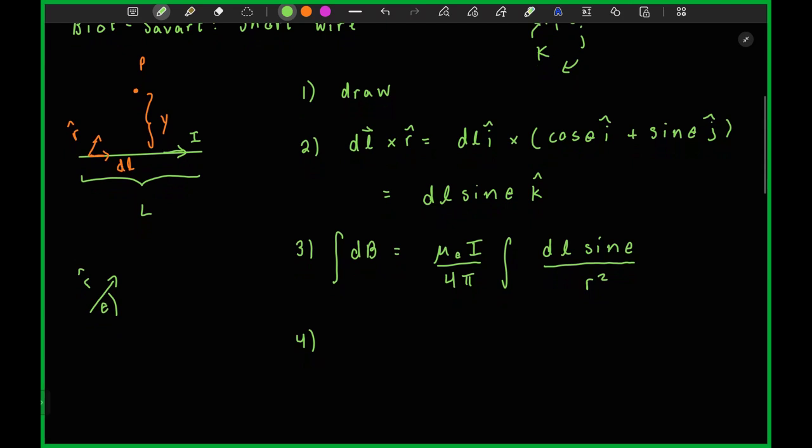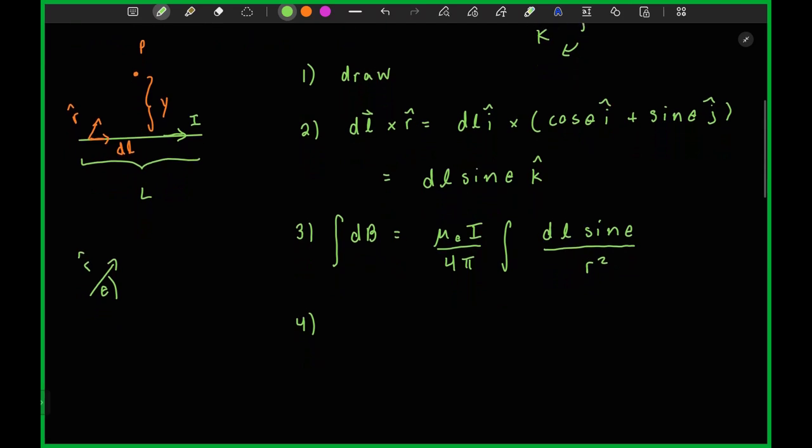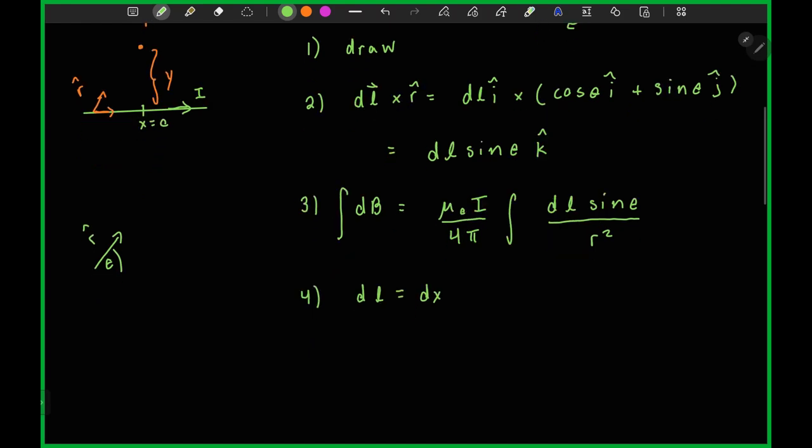Looking at our diagram, we can see that dL, our arc length, is purely aligned with the x-axis, so we'll simply say that dL equals dx. And then to take advantage of the symmetry of the problem, I'll place x equals 0 right at the midpoint of the wire. And so with that, let's try rewriting everything in our integral in terms of x.